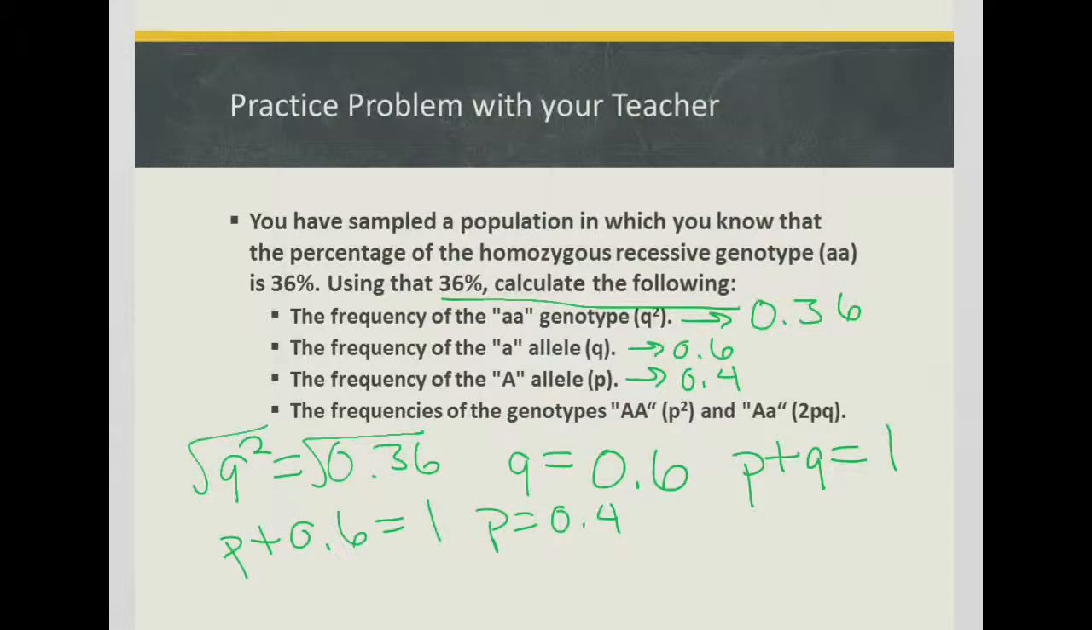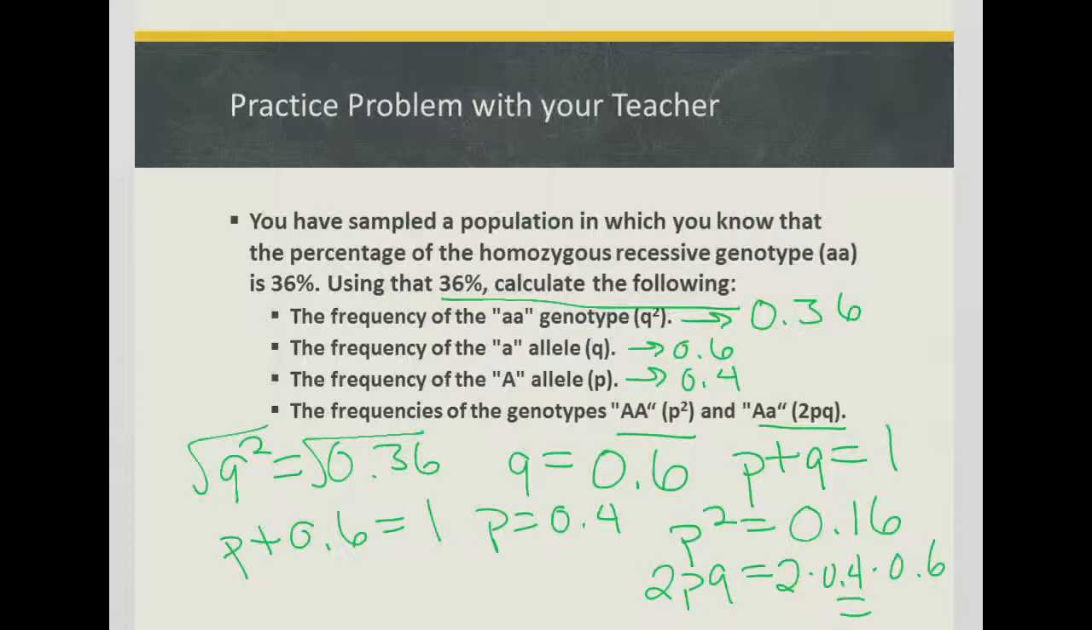And lastly, now that I have p, I can get these two frequencies. p squared is 0.4 squared, which is 0.16. And 2pq is literally 2 times p times q, so that's 2 times 0.4 times 0.6, and that equals 0.48. So that's 2pq. And this is q squared.